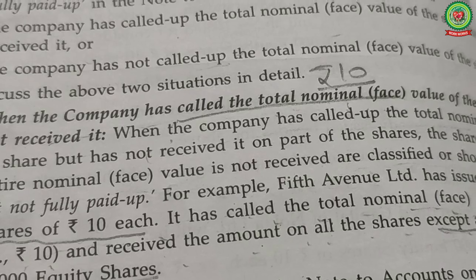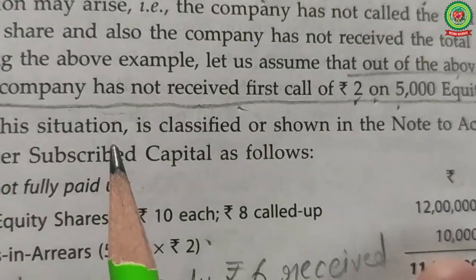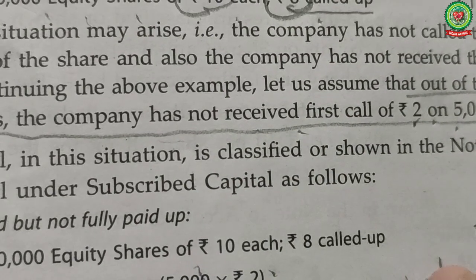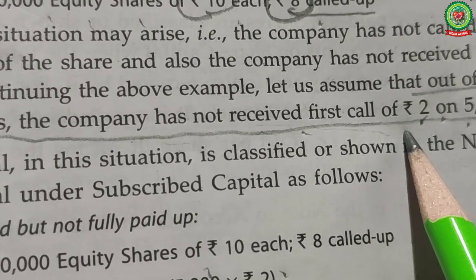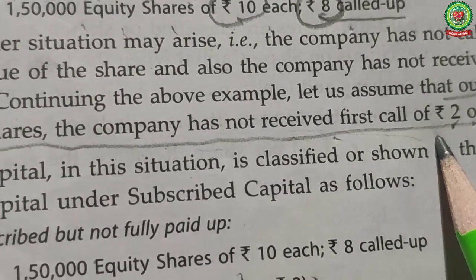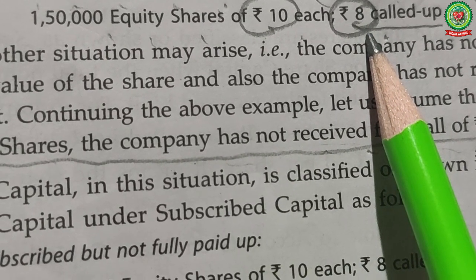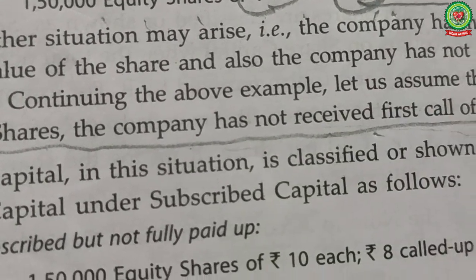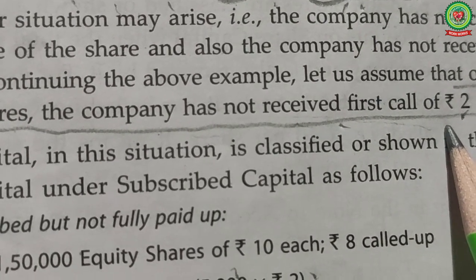So students, page number 6.10. The next example, see 1,50,000 equity shares. The company has not received first call of 2 on 5,000 shares only. So company called rupees 8, nominal face value rupees 10, and on 5,000 equity shares rupees 2 not yet received.